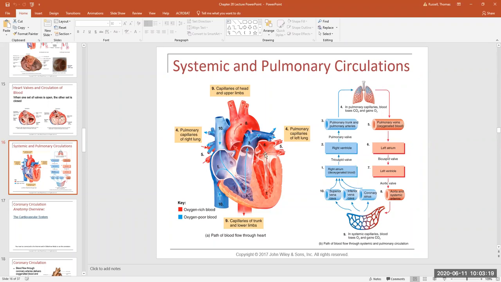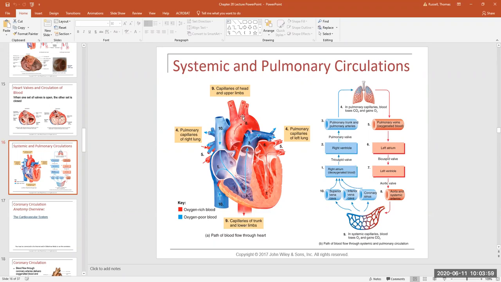The oxygenated blood from the left atrium goes to the left ventricle through the left AV valve called the bicuspid or mitral valve. From the left ventricle, blood is going to go through the aortic semilunar valve, which has to open, into the ascending aorta, and then into the aortic arch and the descending aorta. So the aorta distributes that freshly oxygenated blood to all of the other arteries in the body that you're learning in lab right now. So in humans, we have three arterial branches off of the aortic arch.